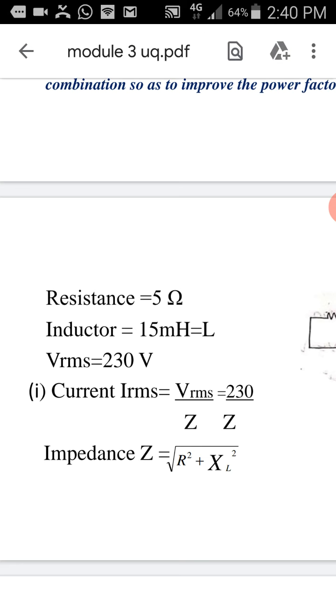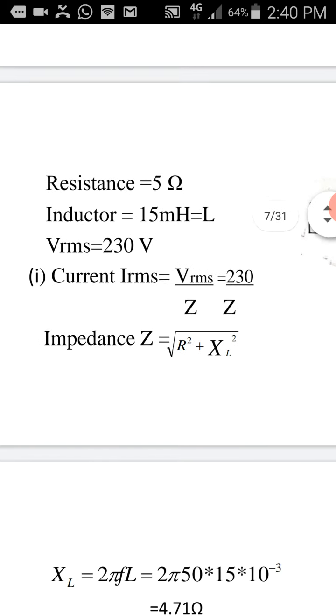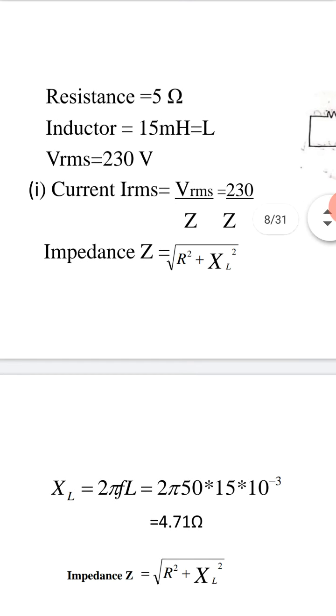Now we have to find Z, then we will get Irms. Z is equal to, for an RL circuit, what is Z? Z is equal to root of R square plus XL square. But what is XL? That's the next question. XL is not directly given. So XL is equal to 2 pi f L. That is equal to 2 pi, f is frequency, which is given as 50, into L.